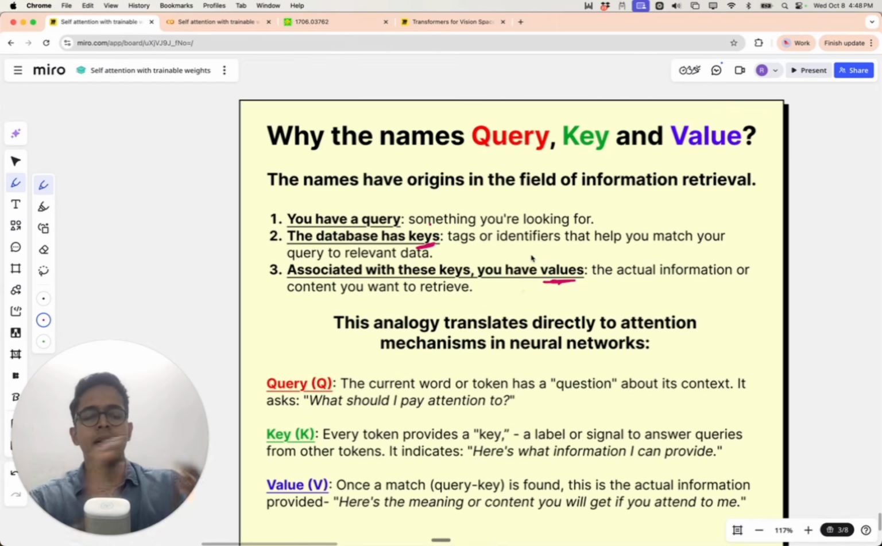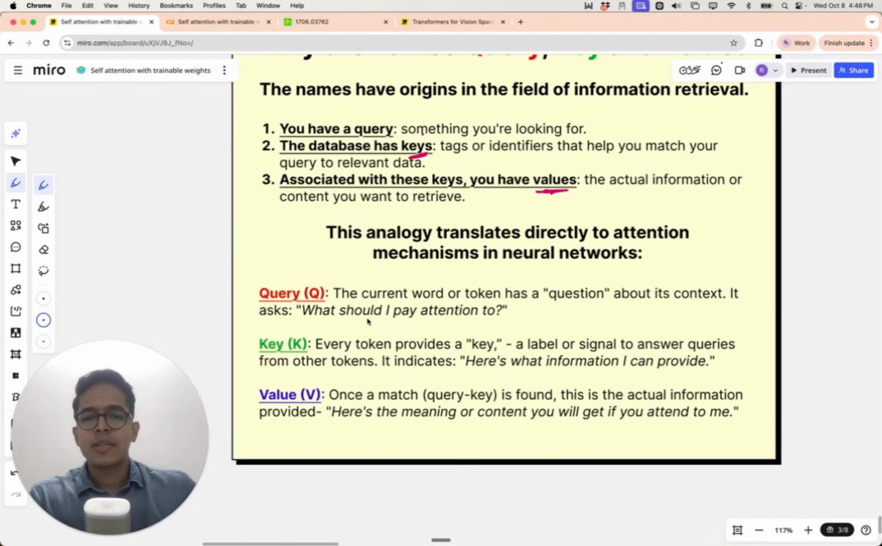What do we mean by that? The value matrix was the actual transform matrix of your input embedding, right? So you are trying to retrieve information from the value space, from the value matrix, such that you are taking an attention weighted sum of that. So, let's just go through this one.